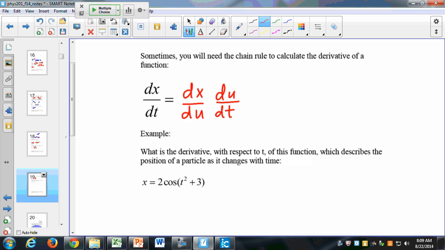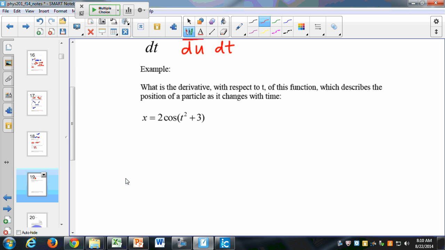So let's try this example. Let's say that I have this function, x equals 2 cosine of t squared plus 3. All right, here I want to define what u is. So I'm just going to let u equal what? I know you might use the chain rule. Y'all remember from Calc? What's that? Yeah, that's right, Brittany. T squared plus 3, right? That's what you're trying to say. Yeah, so u is t squared plus 3. And you just let that equal u. And then you can rewrite it as x equals 2 cosine u.